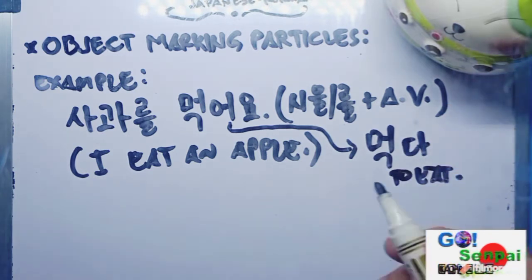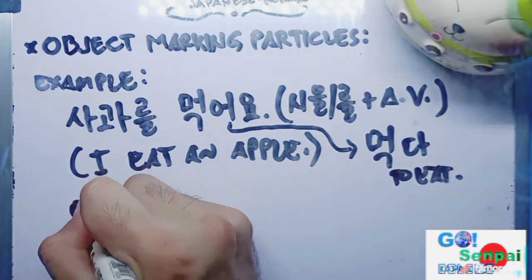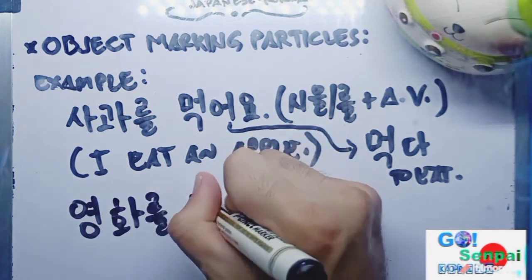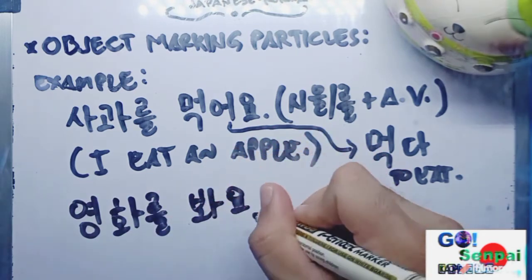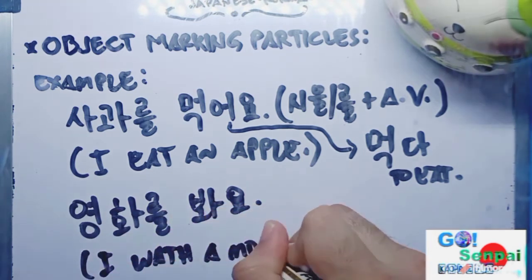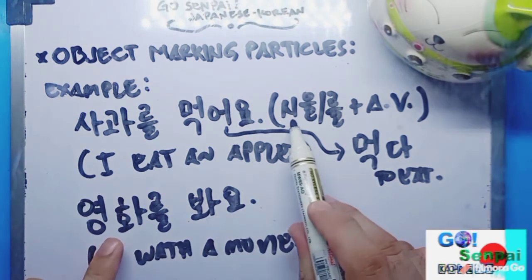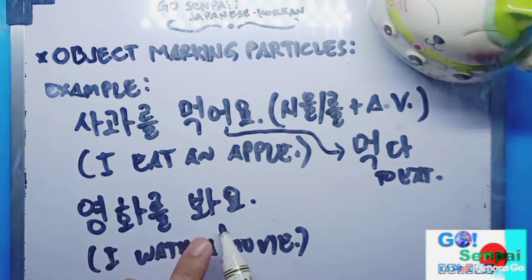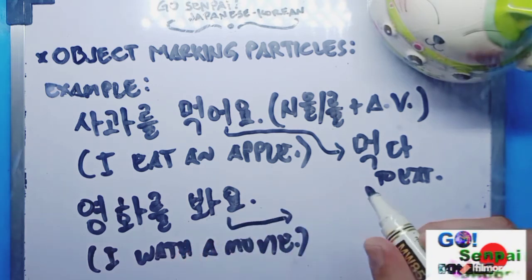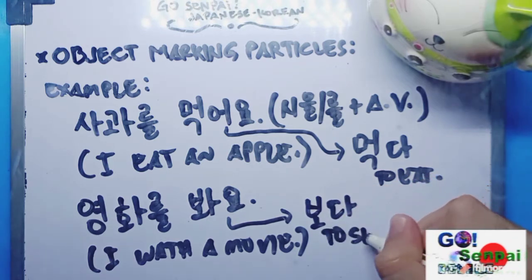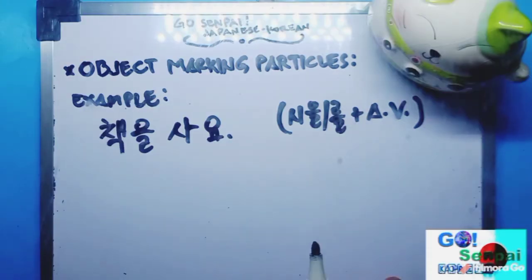Let's have another example. 영화를 봐요. I watch a movie. The noun ends in a vowel, so we use 를, and then our action verb is 봐요, base form 보다, which means to see, watch and look.